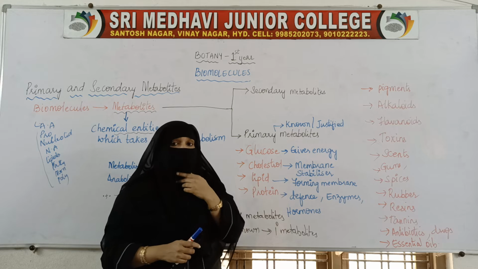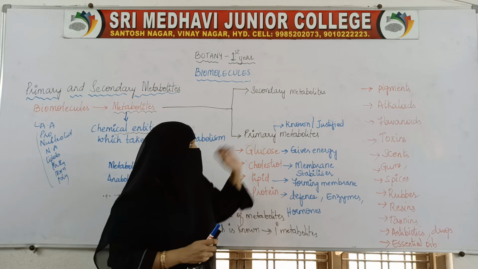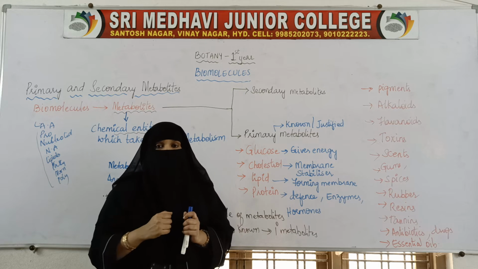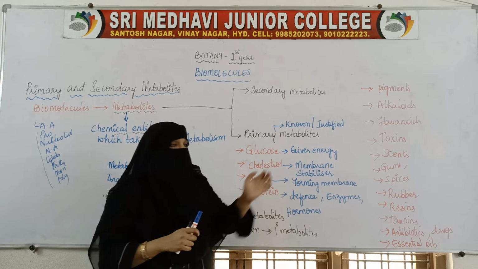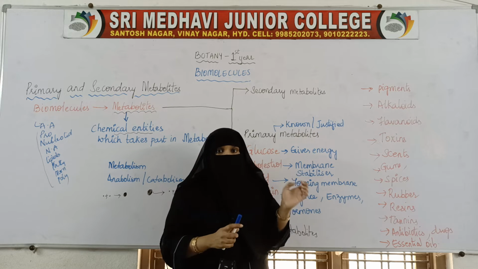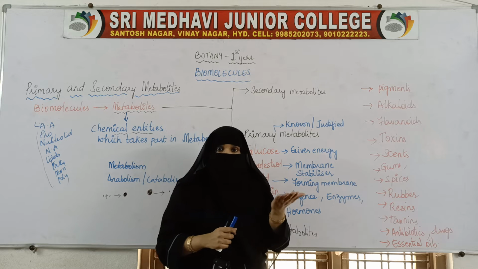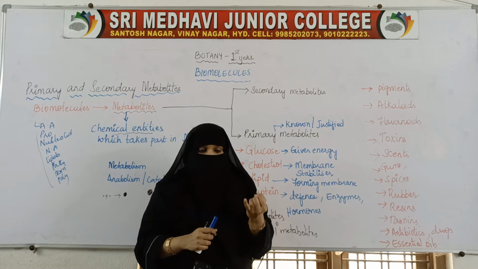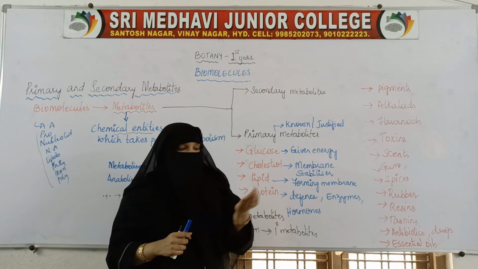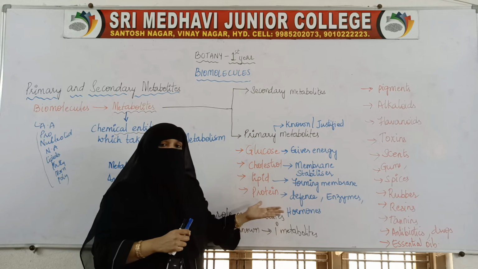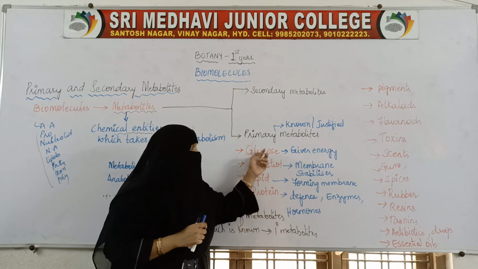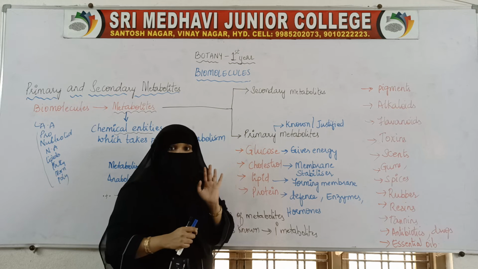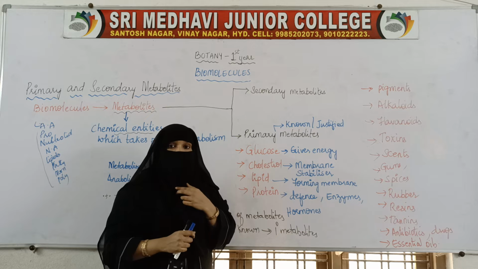Now coming to primary and secondary metabolites. The primary metabolites are those compounds whose role is known, whose role is justified. That is, proteins, lipids, nucleic acids, glucose, cholesterol, all these are present in our body. These are the metabolites, and the role of these metabolites is known.